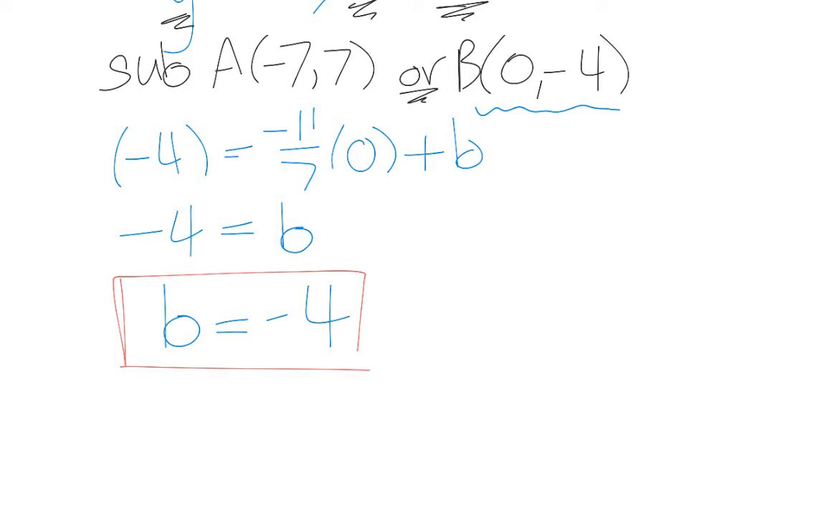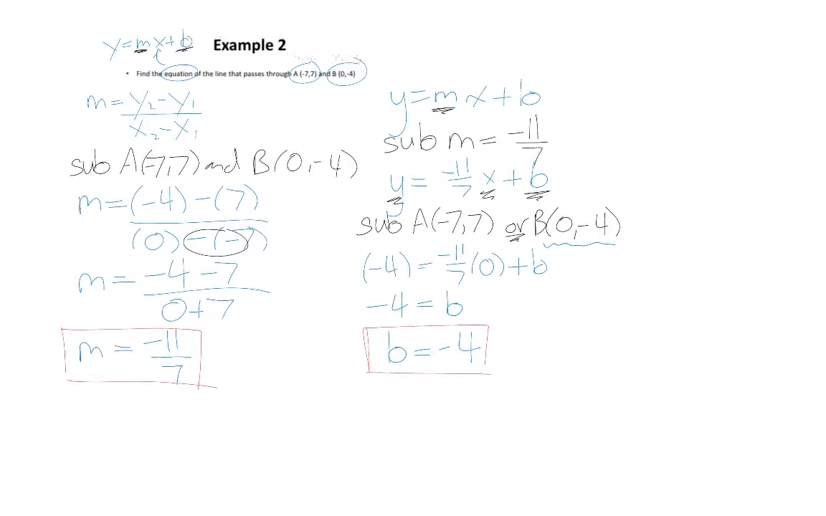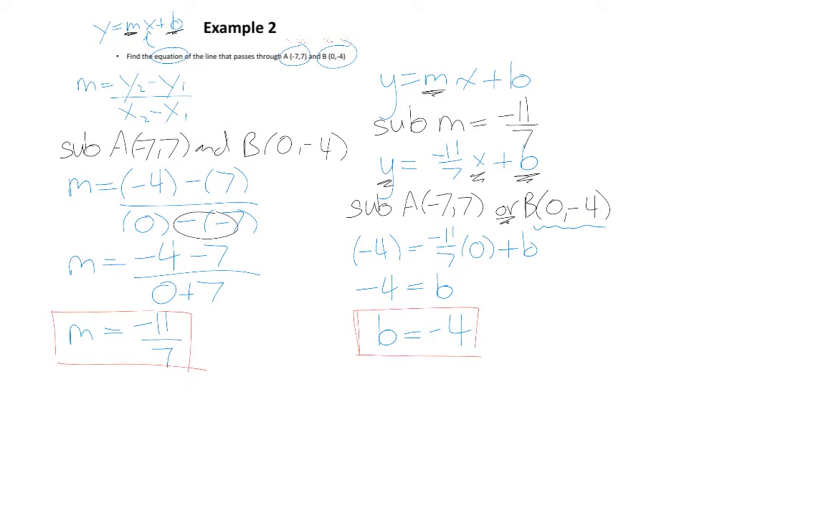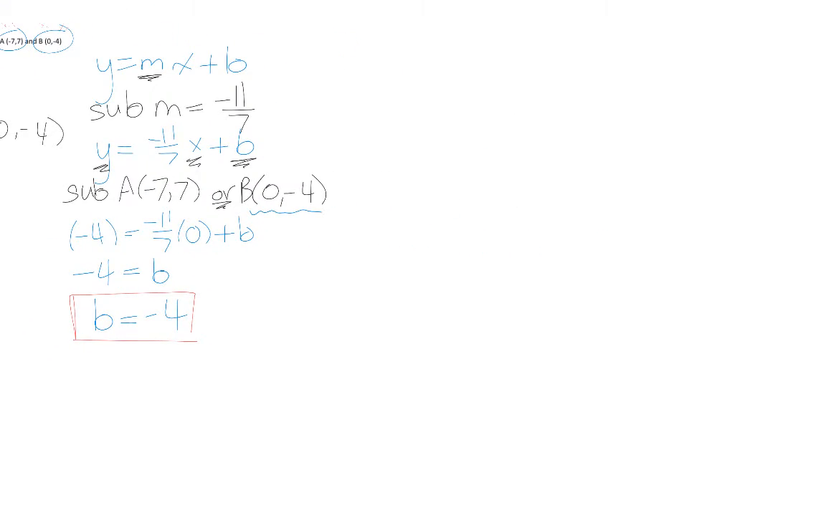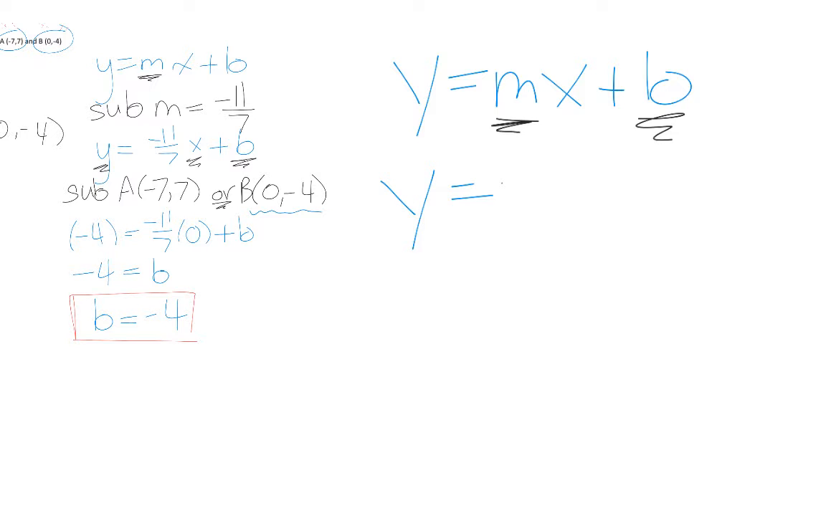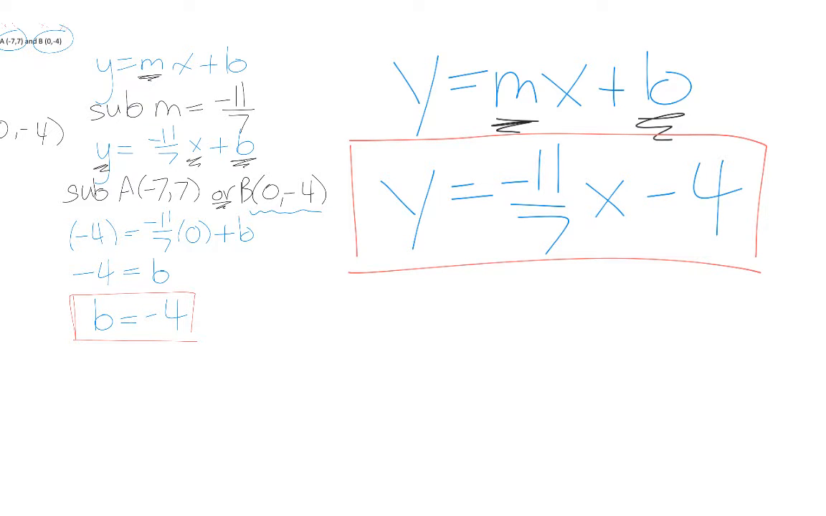Now that you've figured out your y-intercept, let's put the slope value and y-intercept value together into an equation. Let's do that over here. Again, you start with the general equation of a line, which is y equals mx plus b. We figured out slope and we figured out the y-intercept. So let's put those values in. The slope was negative 11 over 7, and the y-intercept was negative 4. Therefore, the equation of this line is y equals negative 11/7x minus 4.